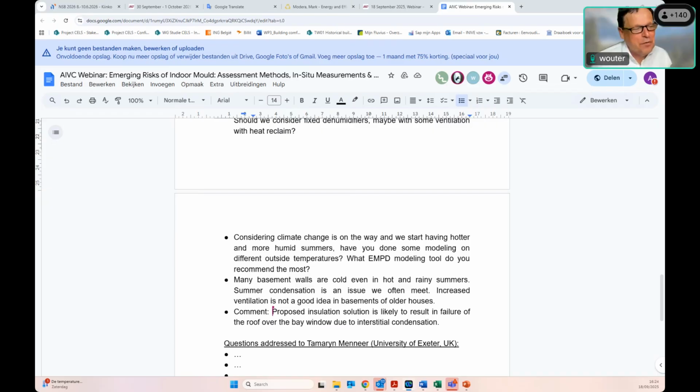And we've only one minute left for the final question. In the Netherlands, we have a minimum ventilation rate to just get rid of the moisture which comes from the ground floor, but that is one approach. The last comment is that the proposed insulation solution is likely to result in failure of the roof of the bay window due to interstitial condensation.